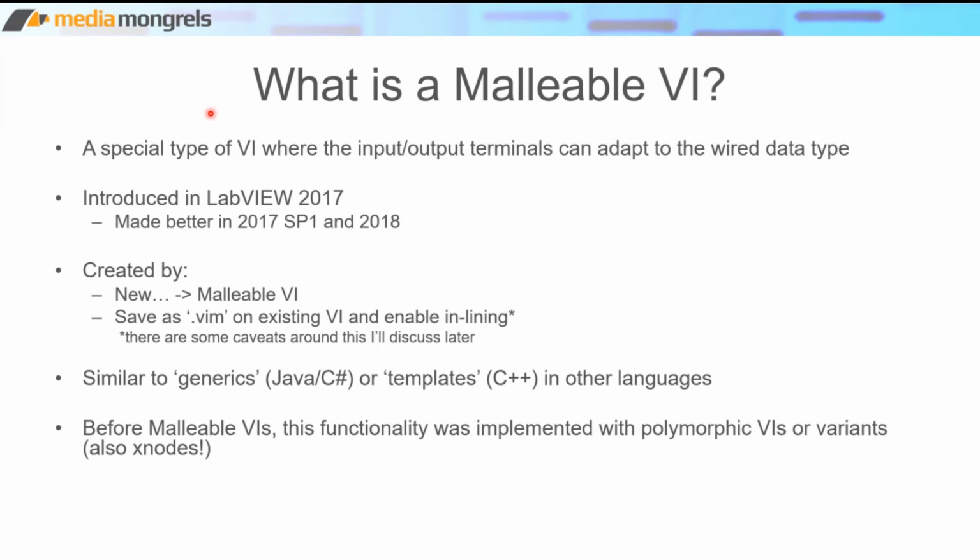To compare Malleable VIs to other languages, it's similar to generics or templates. In the LabVIEW world, the way we did this was using polymorphic VIs, where you create an instance VI for each of the different data types you want to support. And also there's the dragon that is XNode, an unsupported feature that allowed you to create your own primitive LabVIEW nodes that you could extend, just like you do with Build Array and that kind of thing.